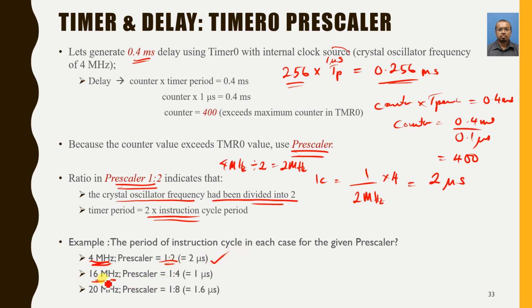For a 16 megahertz crystal and 1 to 4 prescaler, you get 1 microsecond. Let's calculate that. 16 megahertz, you divide by 4, you get 4 megahertz. The 4 megahertz is actually equal to 1 microsecond for period. For 20 megahertz, how do you calculate that? Divide by 8. Divide by 8, what do you get?